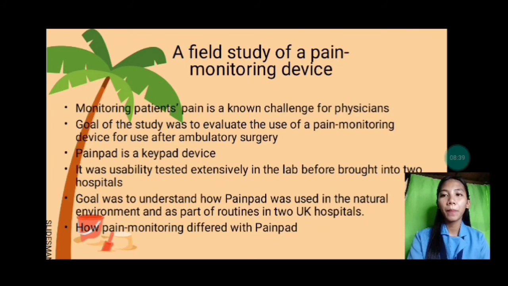A field study of a pain monitoring device. Monitoring patients' pain is a known challenge for physicians. The goal of the study was to evaluate the use of a pain monitoring device for use after ambulatory surgery. PainPad is a keypad device. It was usability tested extensively in the lab before being brought into the hospital. The goal was to understand how PainPad was used in a natural environment and as part of routine in 2 UK hospitals, and how pain monitoring differed with PainPad.